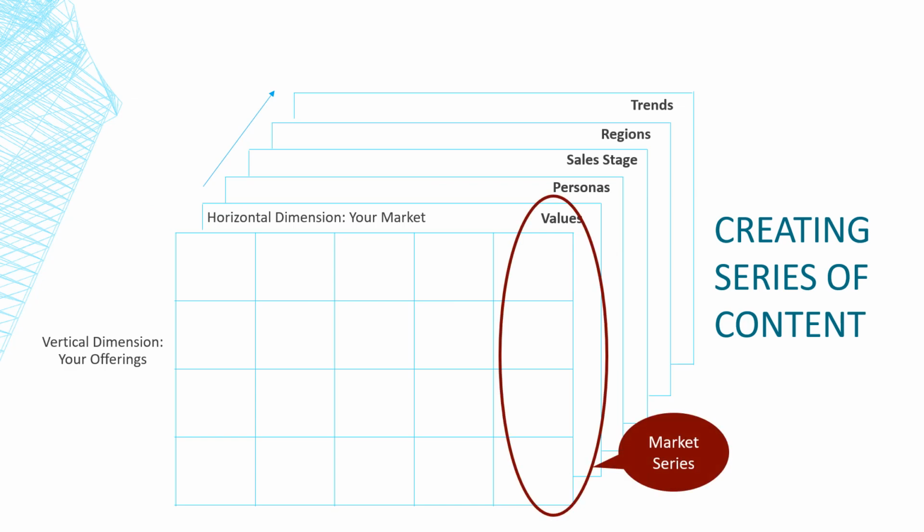And you can create a market series. Combining your product line, one market segment, and a depth dimension, such as personas or regions, creates a market series that's strong mid-funnel content.